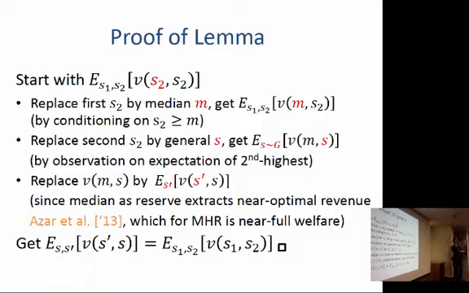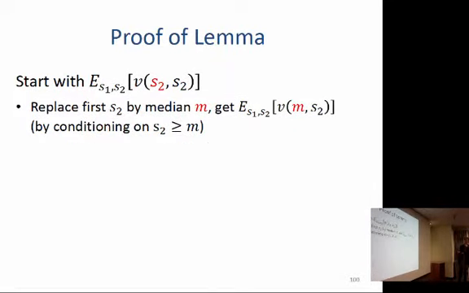I've got a question just at the very first step. If I've already sorted S1 and S2, then S2 is less than the median. No, not necessarily. It could be that you randomly draw two signals and both happen to be higher than the median. It happens with constant probability of 1/4.